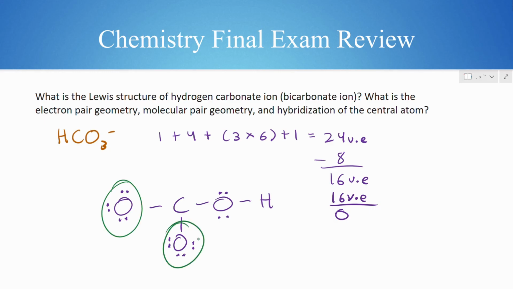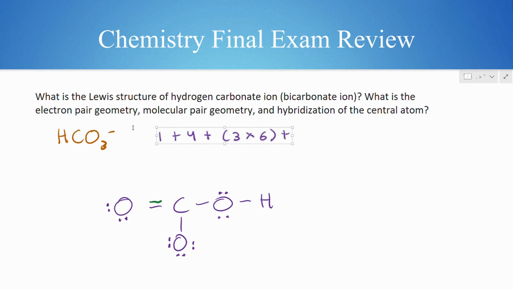So we can do the one from the left. These electrons will transfer over, making a double bond. Whether you make the double bond from here or here doesn't matter. Now we are ready to answer questions about the geometry.